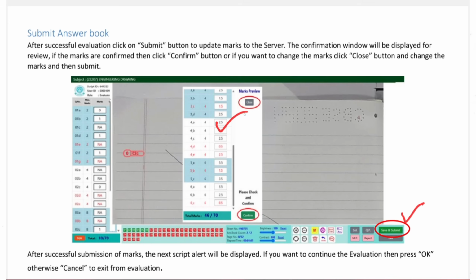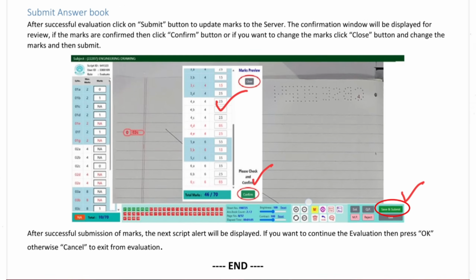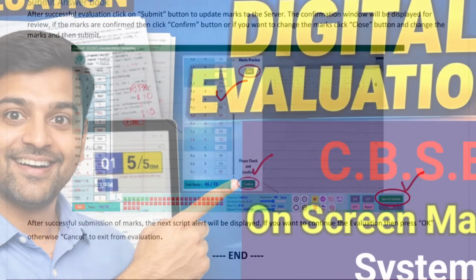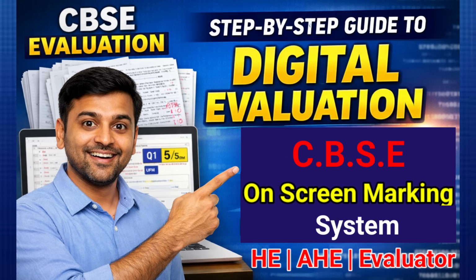Then again you are going to get the total marks here, and once you confirm, click on confirm, your answer sheet is submitted. So that was the complete step-by-step guide for CBSE Digital Evaluation.